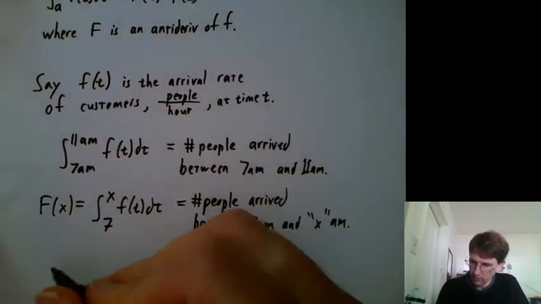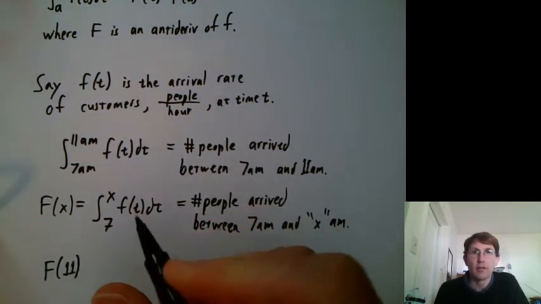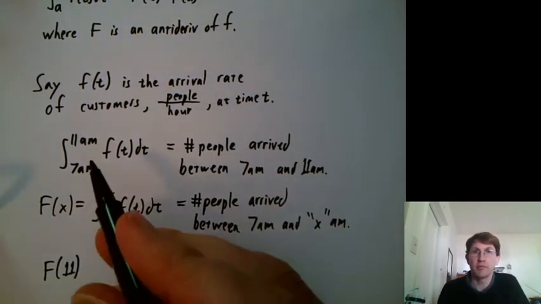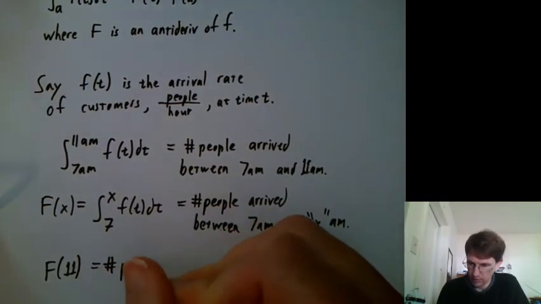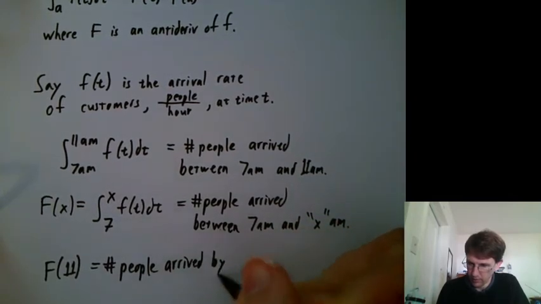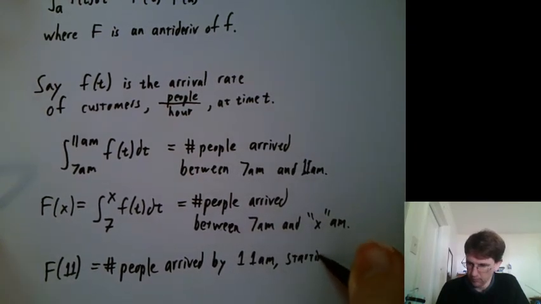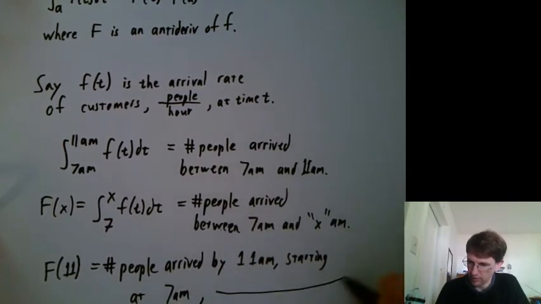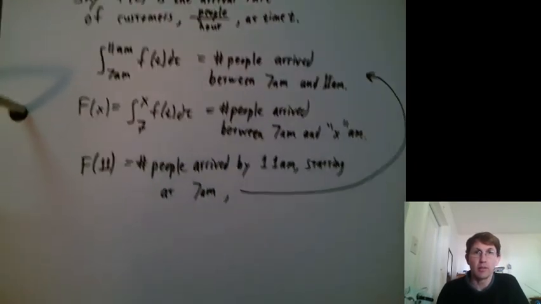So then, what is capital F of 11? Well, you can just plug 11 in for x, so it's the number of people arrived by 11 a.m. starting at 7, which is exactly what we talked about before. So it's the number of people that arrived by 11 a.m. starting at 7 a.m. So that's exactly that thing.